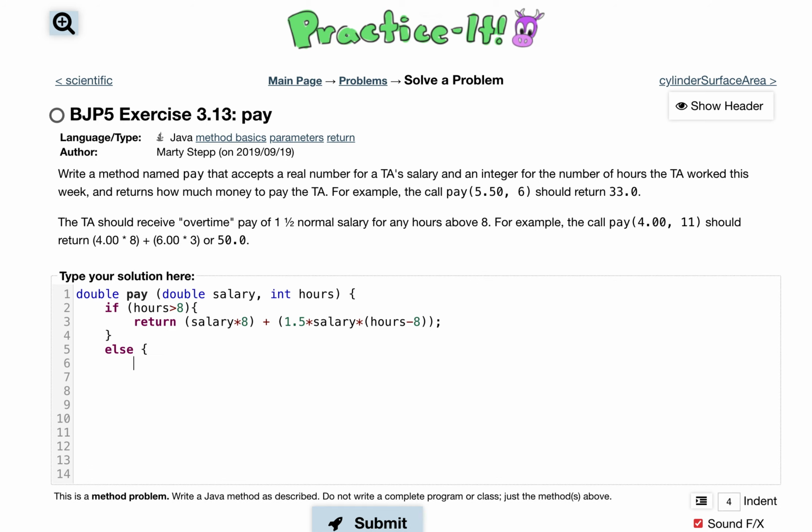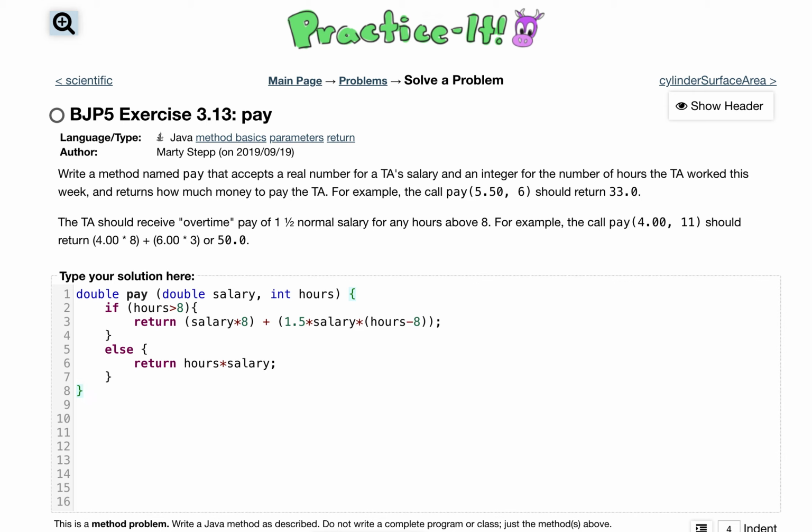Next, we are going to be going to any hours that are not overtime. So we're going to return hours times salary. Don't forget the curly braces. And just explaining this, this is the if-else statement, and returning just simple formulas that we can derive from what they give us here, as well as just multiplying the two together.